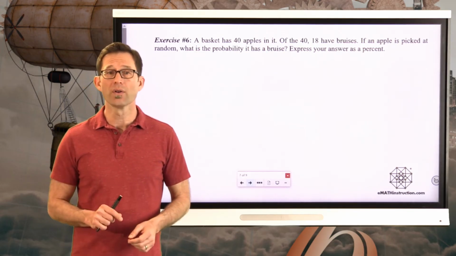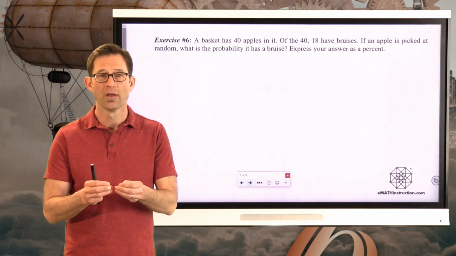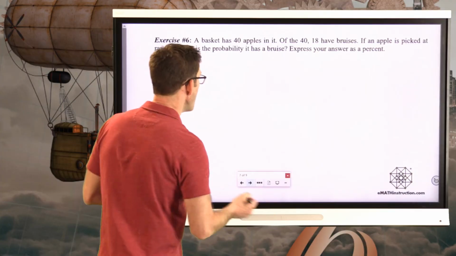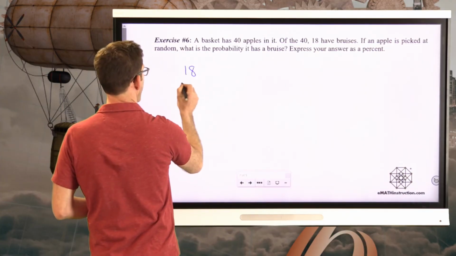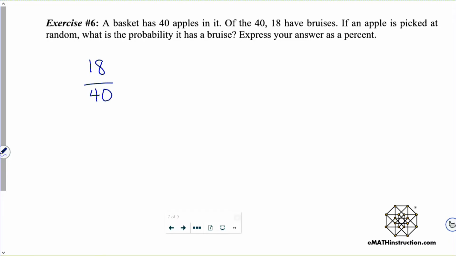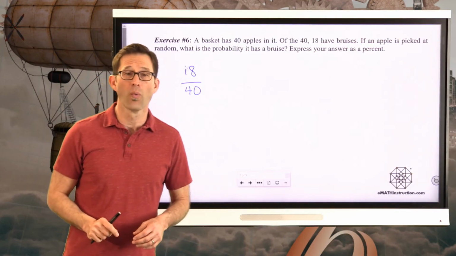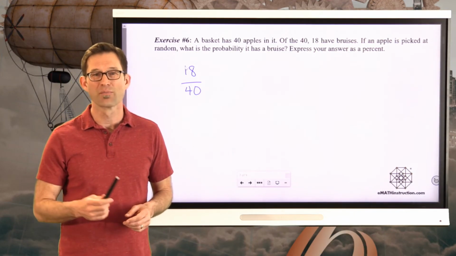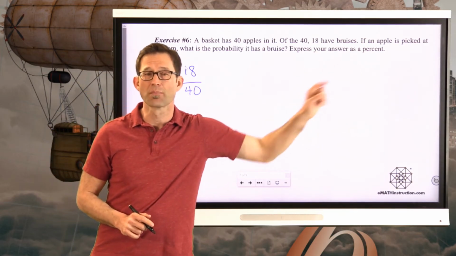Well, the first thing you'd want to do is simply set up the fraction of the whole that represent those that have bruises, and that is 18/40ths. All right? That would also be a completely acceptable way to represent the probability of getting an apple that has a bruise. But we want our answer as a percent.